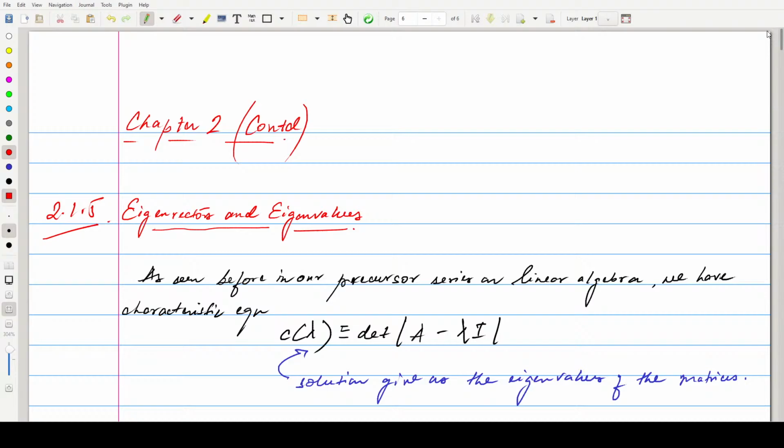Let's say it's in a superposition state. Then the input will not be 1 or 0. It will be, let's say, 1 by root 2 and 1 by root 2. That is what is getting multiplied with the Pauli X matrices and all, I think.